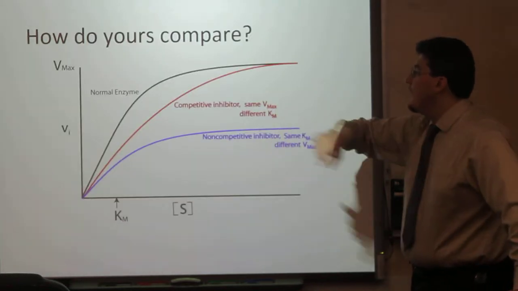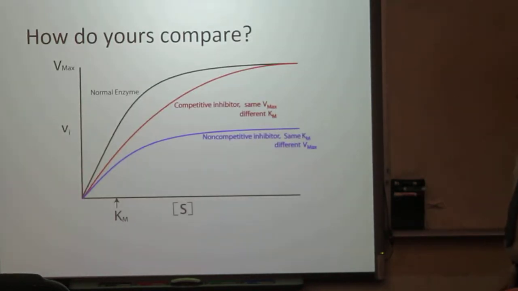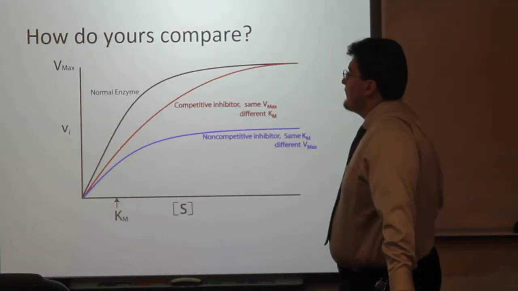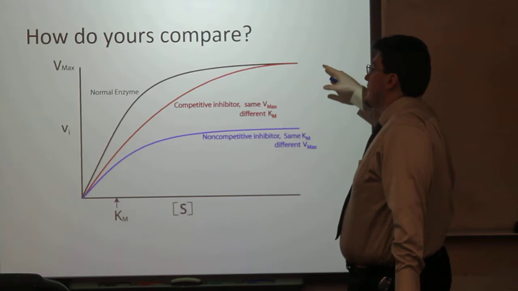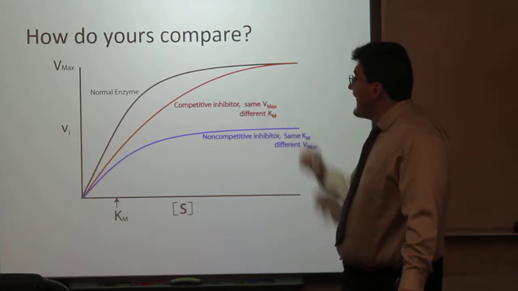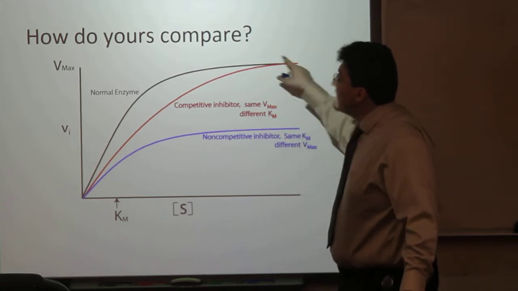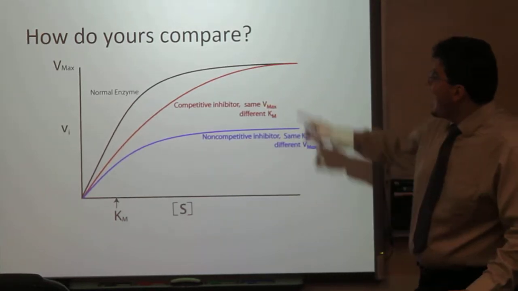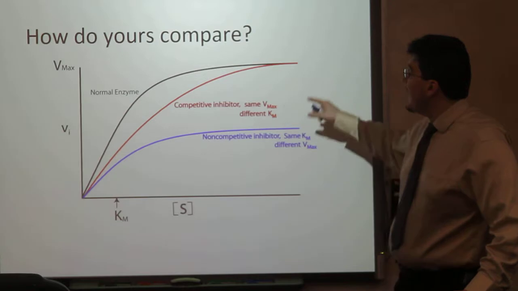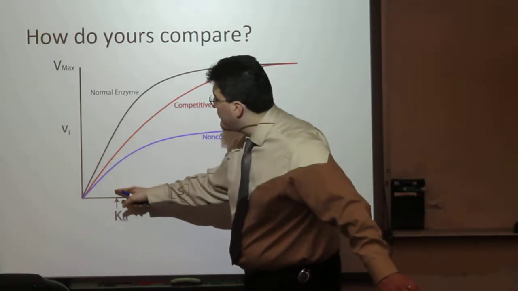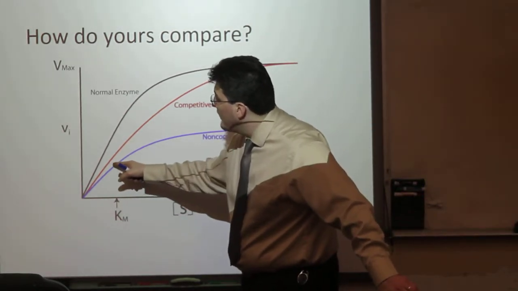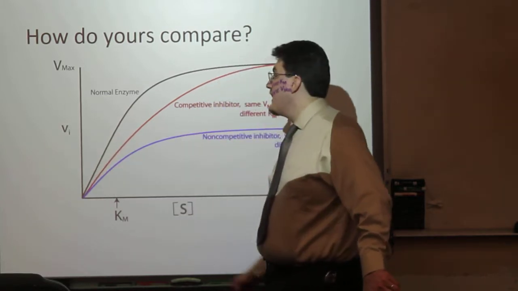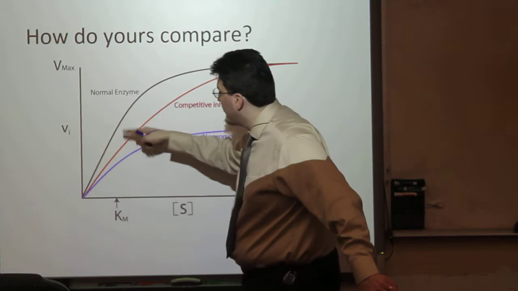So, this is what it looks like. We have a normal enzyme, uninhibited. A competitive inhibitor will have the same Vmax, but a different Km. A non-competitive inhibitor will have the same Km. If we follow this line, 1/2 Vmax is still the same as 1/2 Vmax.